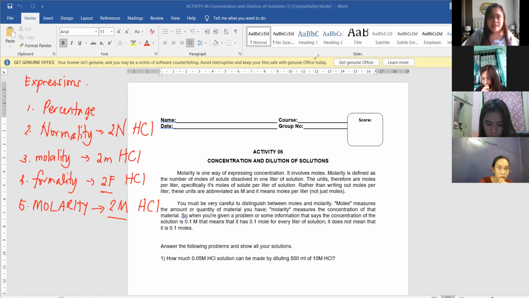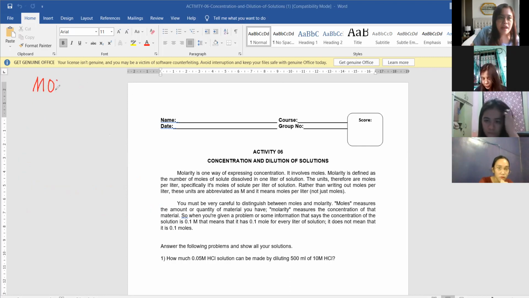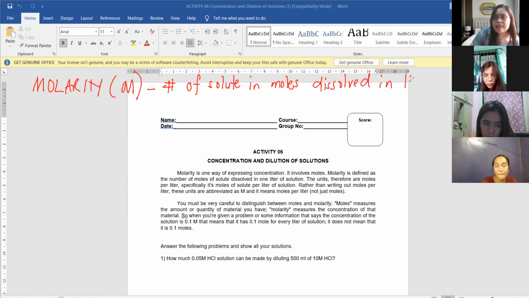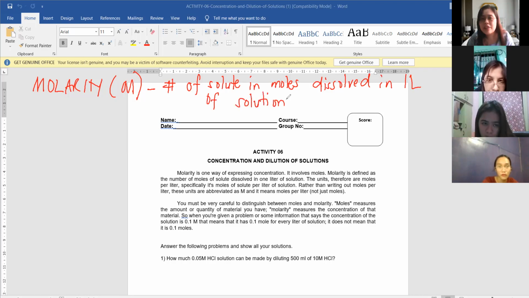Now let's begin with the discussion ni molarity. Ano bang ibig sabihin ni molarity? This is actually the amount of solute in moles dissolved in 1 liter of solution. So ito yung definition class ni molarity. Again, it is defined as the number of solutes or the number of moles to be exact. Moles yung unit na ginagamit ha. And then dissolved in 1 liter of solution.